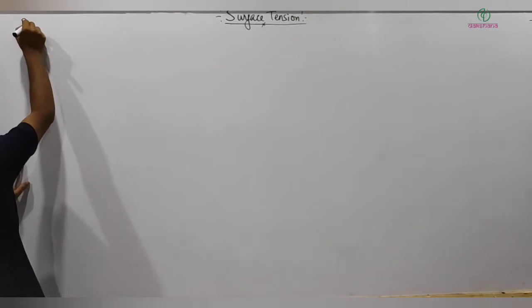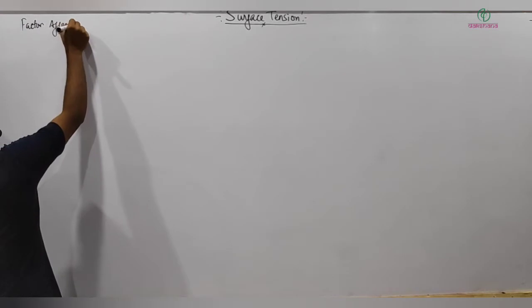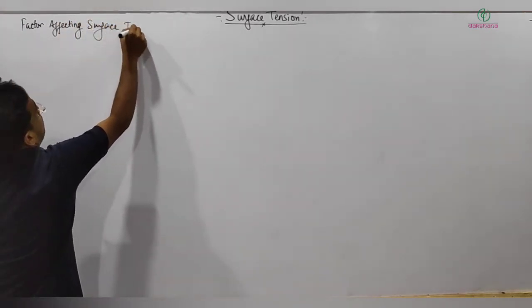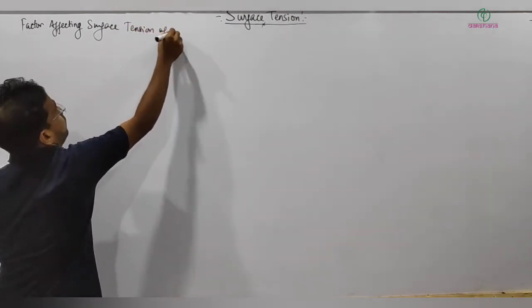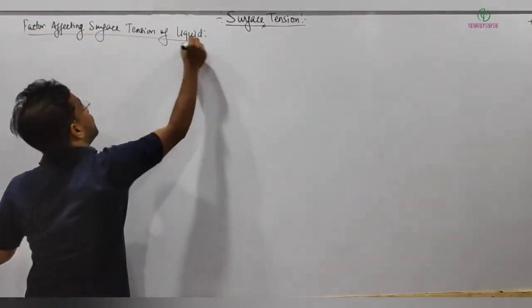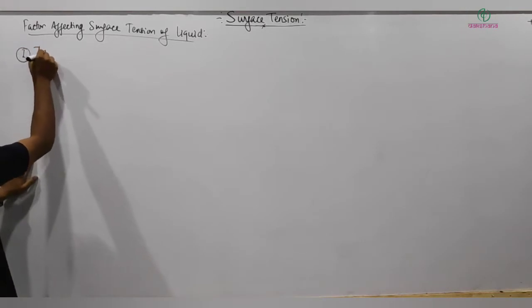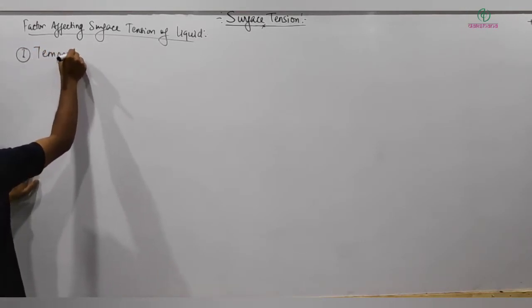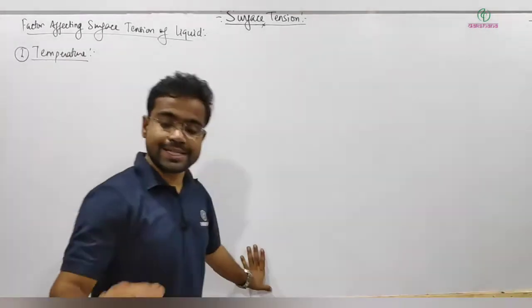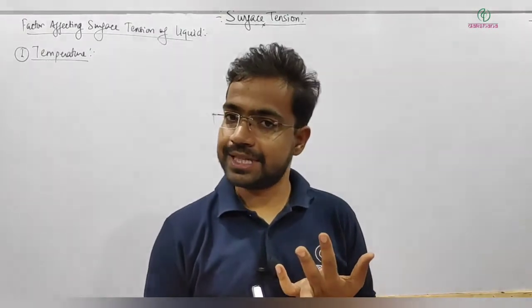Let's talk about factors affecting surface tension of a liquid. Here there are many factors, but we will talk mainly about two: temperature and impurities. Okay, so first, to understand how temperature affects it, what is the reason for surface tension?